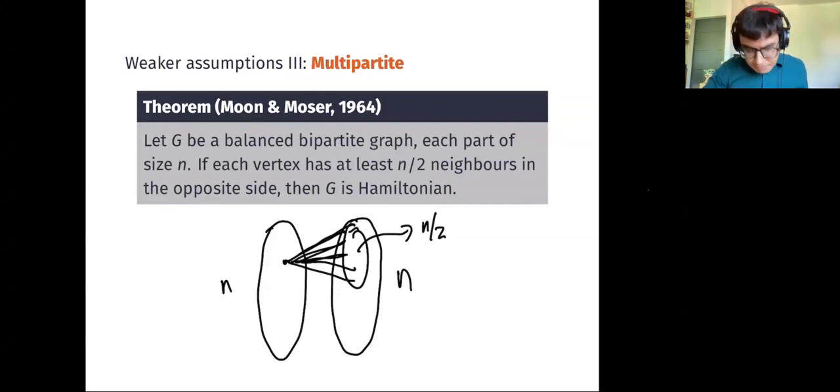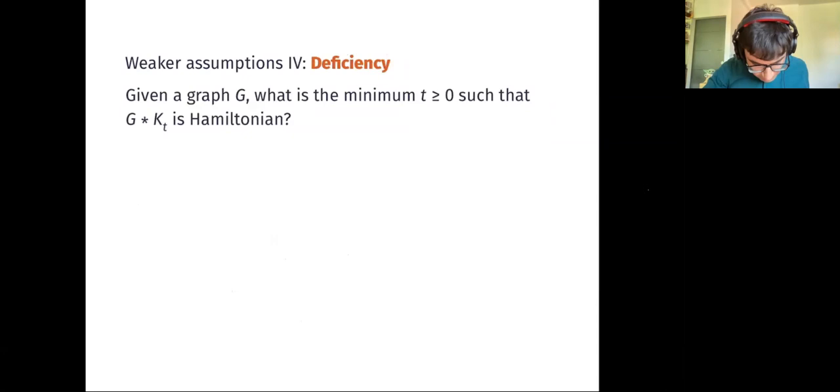Let me mention a modern type of assumption, maybe newer for you. This is deficiency assumptions for spanning graph properties. This is a way in which you can measure how far a graph is from satisfying a property, in this case being Hamiltonian.